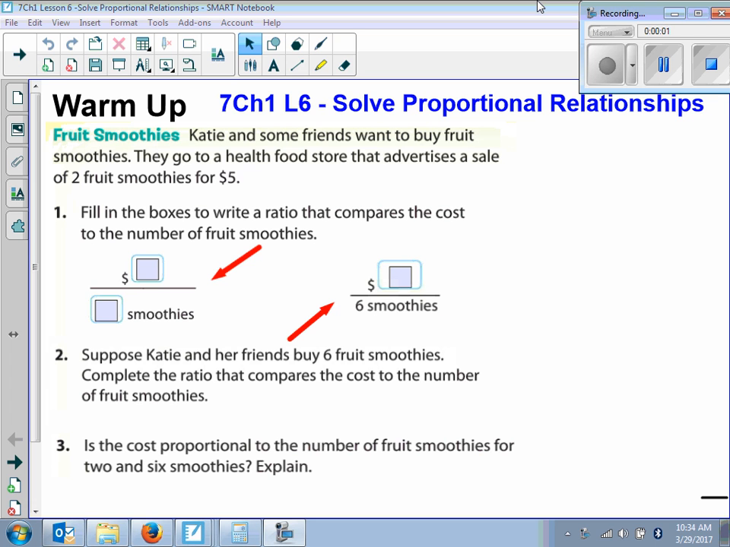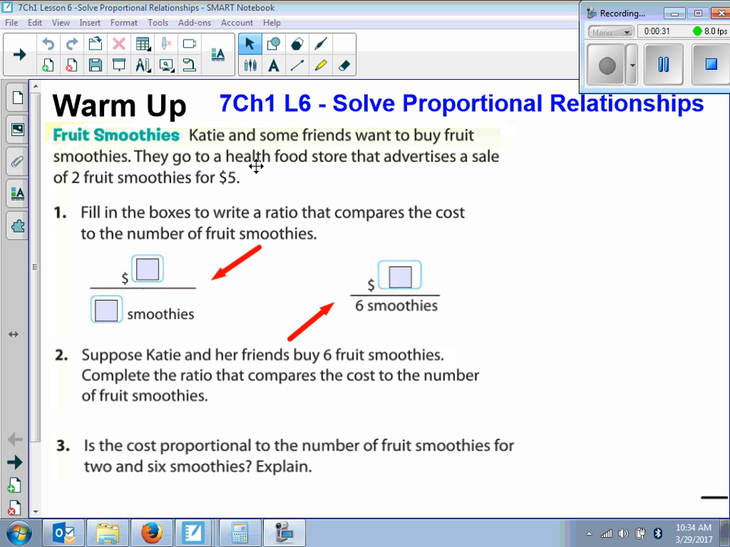Today's lesson is chapter 7 in the 7th grade book, chapter 1, lesson 6, and we are solving proportional relationships. So in the warm-up, it says Katie and some friends want to buy fruit smoothies. They go to the health food store that advertises a sale of 2 fruit smoothies for $5. Fill in the boxes and write a ratio that compares the cost to the number of fruit smoothies.